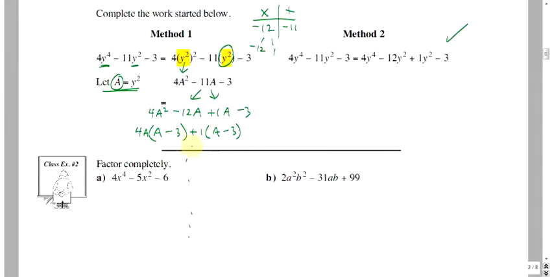What can I take out of these two? a minus 3. What do I have left? 4a plus 1. Carmen. Okay, but so it's factored, but I can't leave it like that. What's a? y squared. So I have y squared minus 3 times 4y squared plus 1.